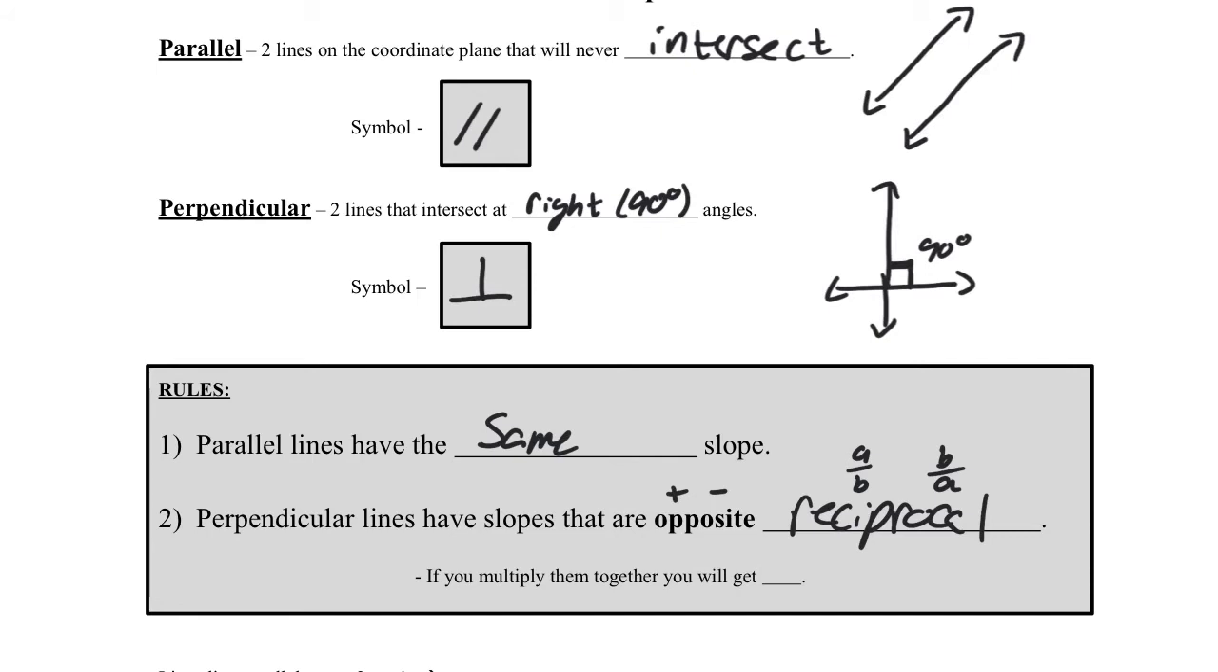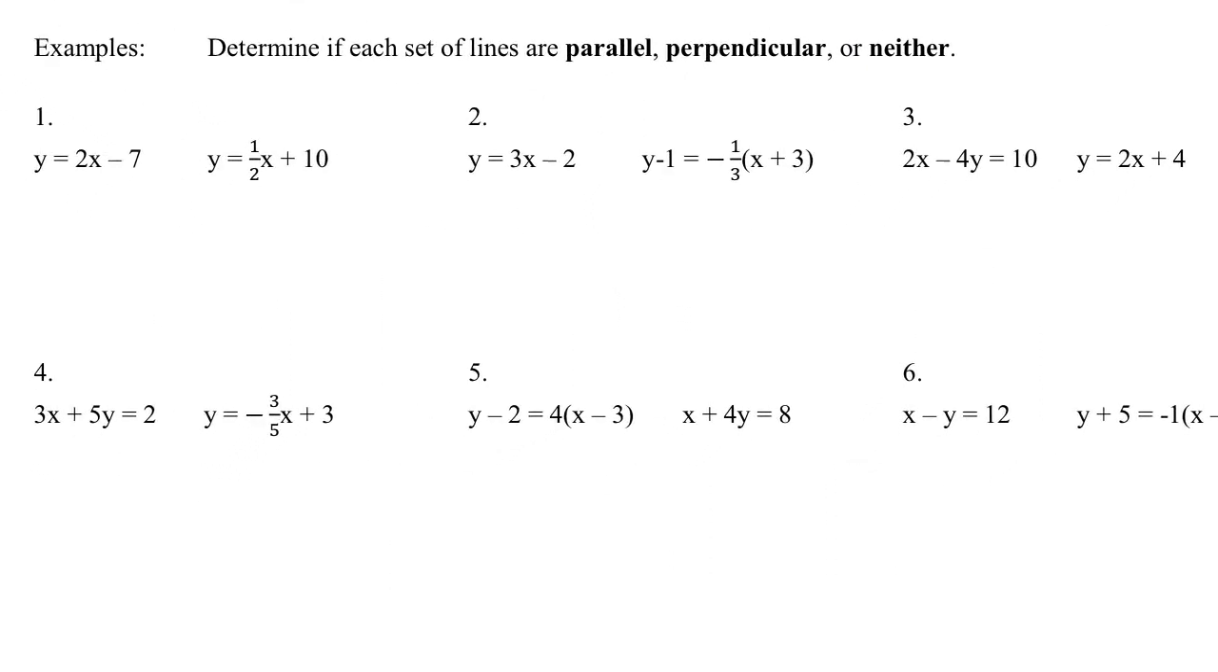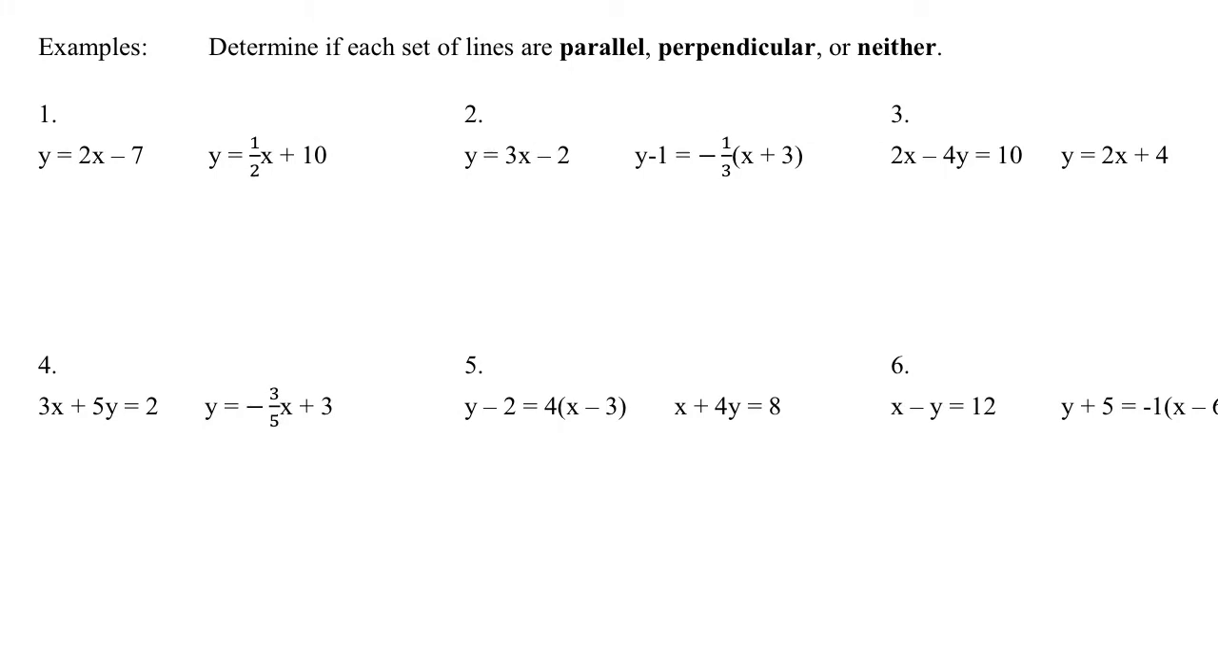One thing that can help is if you have perpendicular lines and you find their slopes, when you multiply the slopes together, you should get -1. So let's take a look at some lines and determine whether they are parallel, perpendicular, or neither. The first step is always going to be finding their slopes. I'm going to find the slope of my first line and the slope of my second line. These are both in slope-intercept form, which means the slope is just the coefficient of x. So the slope of the first one is 2, and the slope of the second one is 1/2.